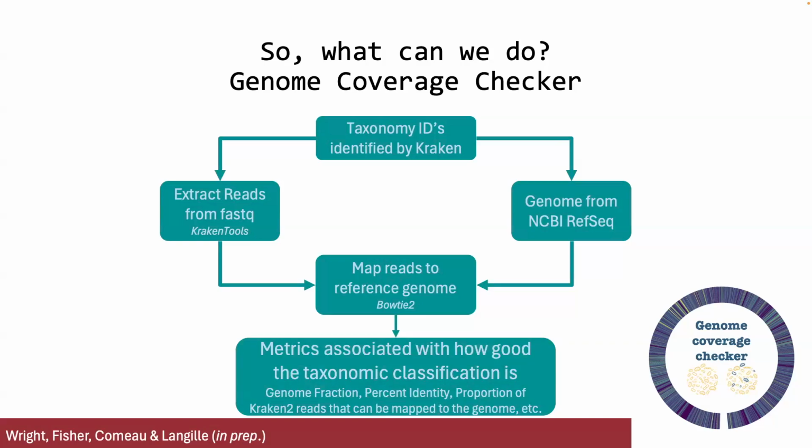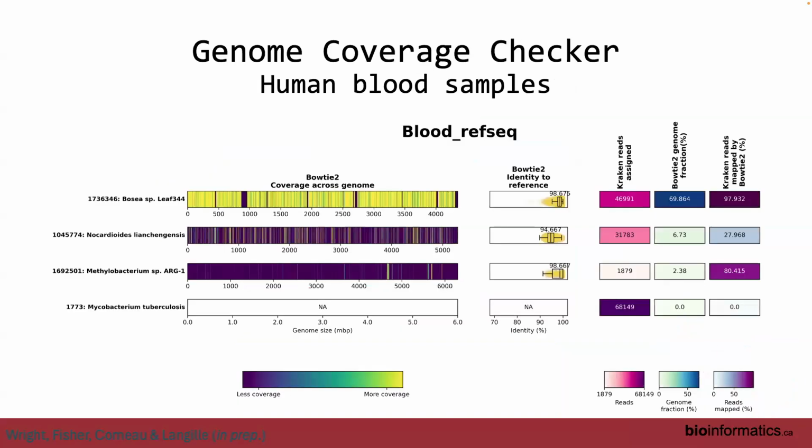There are lots of different metrics you can also calculate, and we tried different ways to do this, but we can do this by looking at it visually and also a few different metrics. So this is an example from some blood samples, which notoriously have quite low bacterial content, and are now quite notorious for false positives within them.